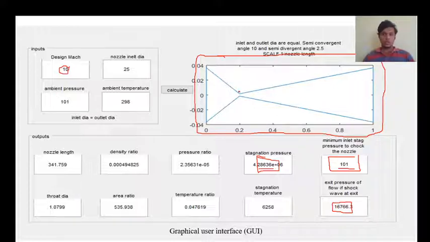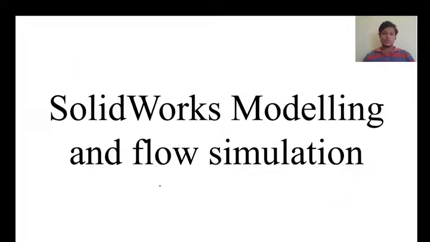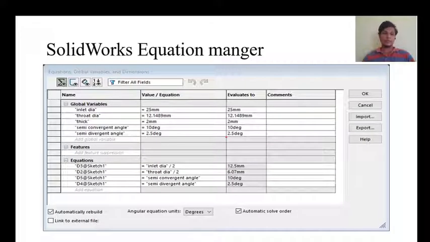We have to deal up to only Mach number 5 because that is the supersonic level, and at hypersonic levels the equations may be different, and at Mach number 17 the program fails to give good results. Okay, and now we are going to SolidWorks modeling and flow simulation.